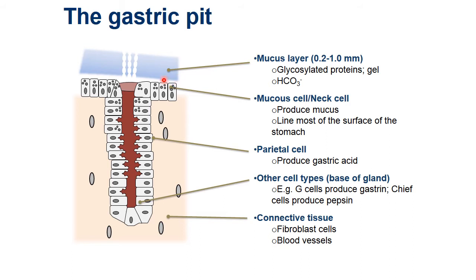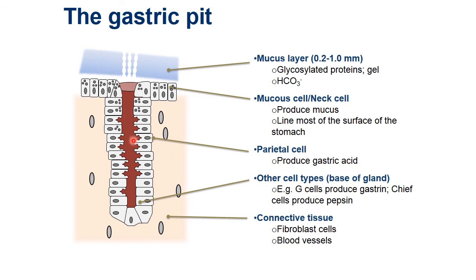And these mucus cells, or the neck cells, they produce this mucus, this protective layer that covers most of the inside of the stomach. So this mucus contains a network of glycosylated proteins that are secreted by the mucus cells, and also bicarbonate, which keeps the pH in the mucus layer neutral.